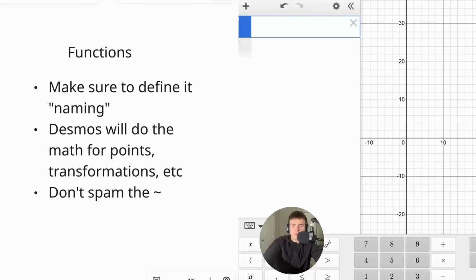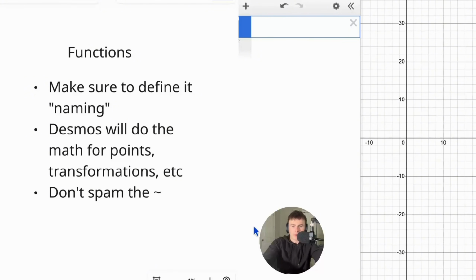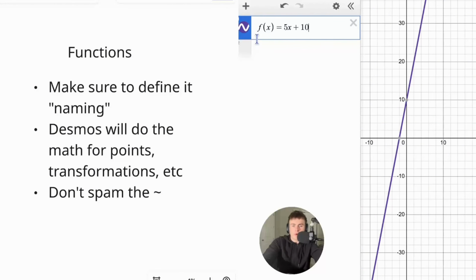Next, we have functions, and for functions questions, Desmos is going to do all the work for you. I mean, literally all of it. The only thing you need to make sure you do is define it correctly. What I mean by this is, for example, let's say you have f of x equals 5x plus 10. It's now going to recognize that f of x equals this equation. So if you do f of 10 on a new line, it's taking 10 and putting it into this function right here. So it's basically recognizing, okay, f of x equals this thing, so then I can do whatever I want with f of whatever.